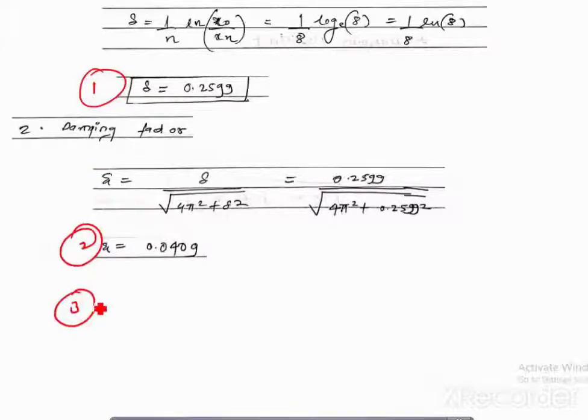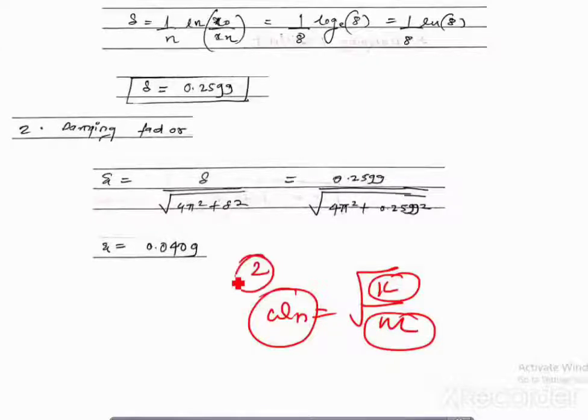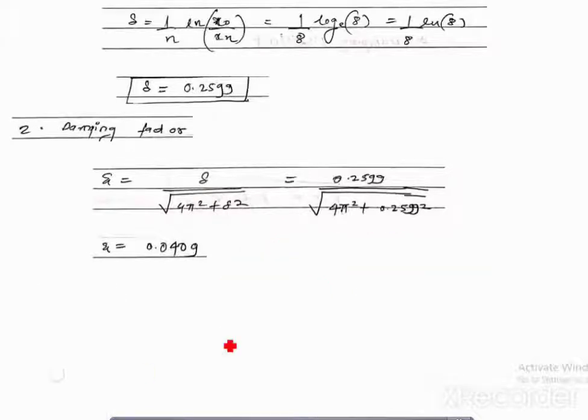Now, third step, they have asked you to find out the K, spring stiffness. How will you find out the spring stiffness? Now we know that omega n is equal to square root of K upon m. But we don't know omega n and we don't know K, and we know m. So we have two unknowns here, so I cannot use this formula directly. Before that, I have to find out omega n first.